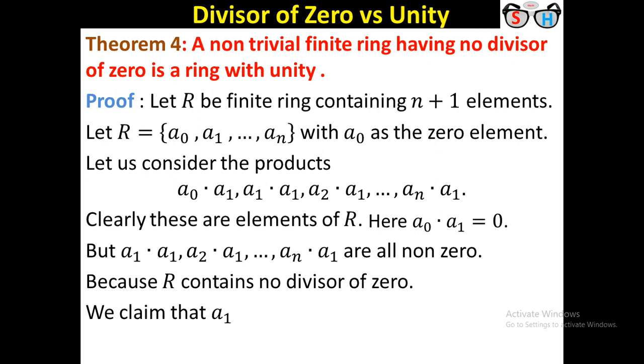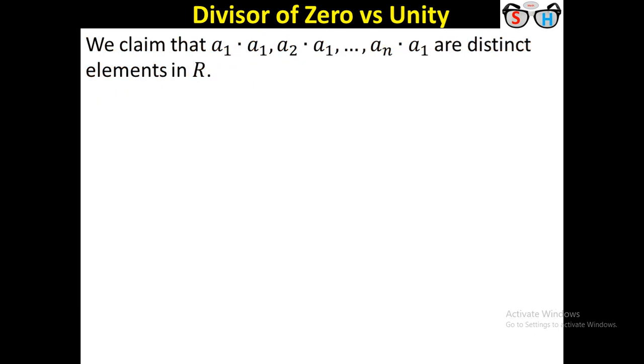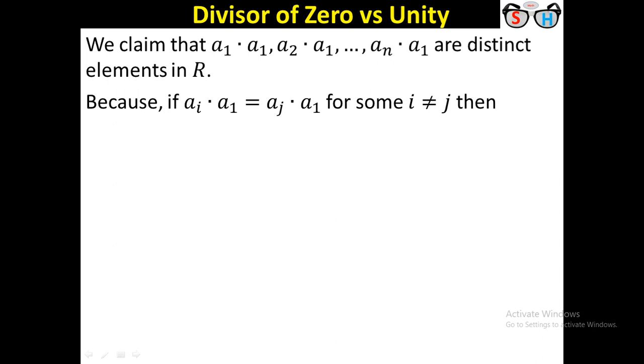Now we claim that all the elements a1·a1, a2·a1, ..., an·a1 are all distinct. Because if they are not distinct, then among the above elements two elements must be equal. Suppose ai·a1 equals aj·a1 for some i not equal to j, where ai and aj are distinct elements. We assume that these are equal, but we will show that this is not possible, and then we can conclude that these are all distinct elements.